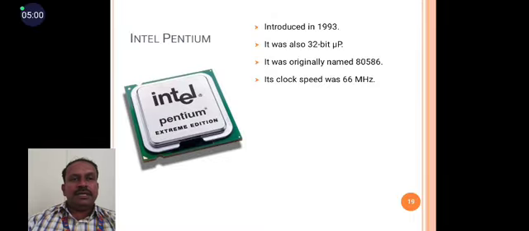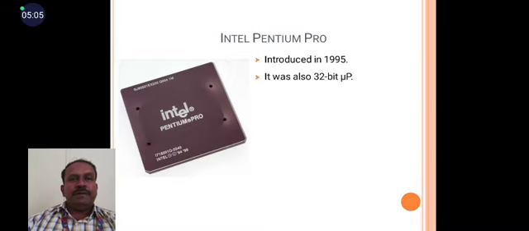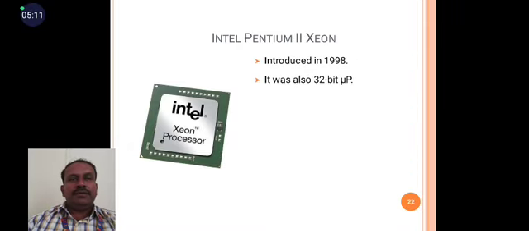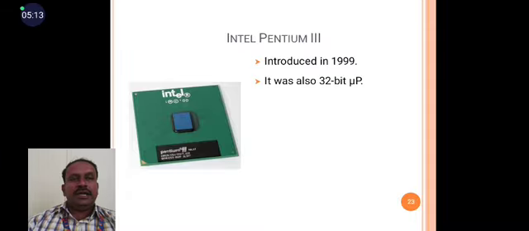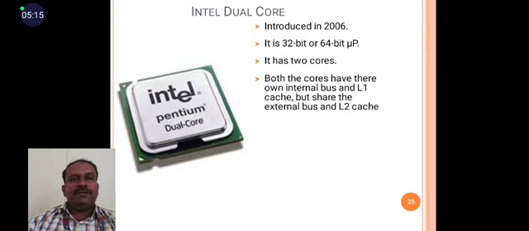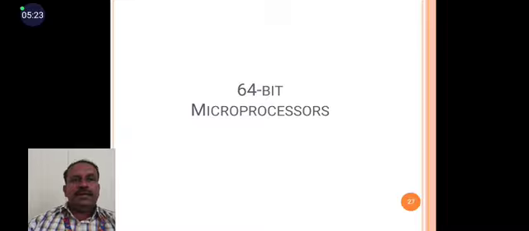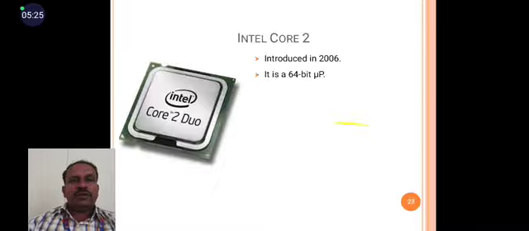It was originally named 80586. The clock speed was 66 megahertz. Then the Intel Pentium Pro was introduced in 1995. Then Intel Pentium 2, Intel Pentium 2 Xeon, Intel Pentium 3, Intel Pentium 4, then dual core introduced in 2006. It has 2 cores, which is called dual core. So this is the dual core diagram.